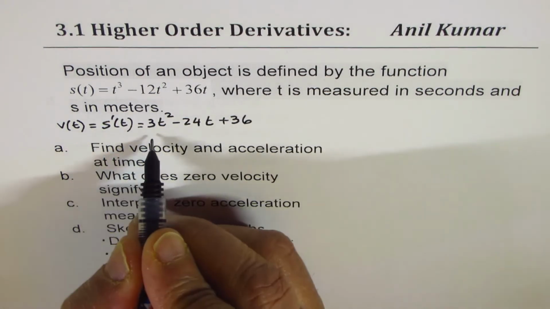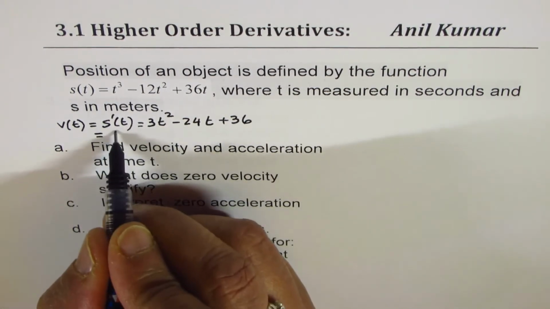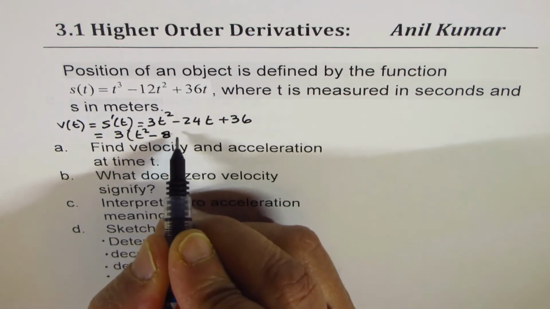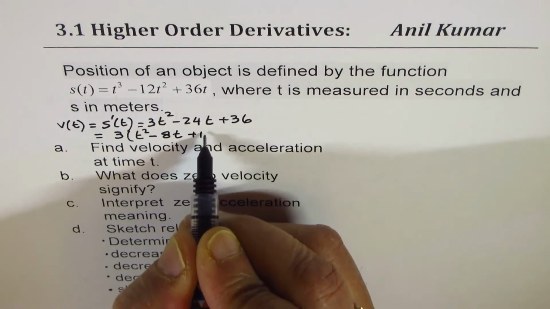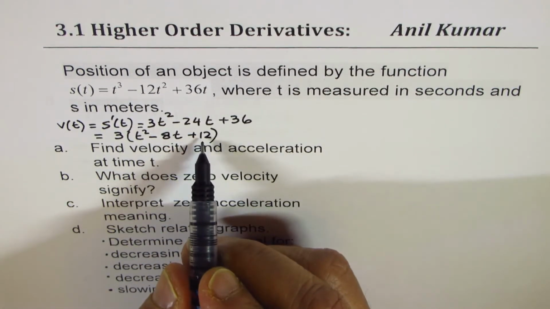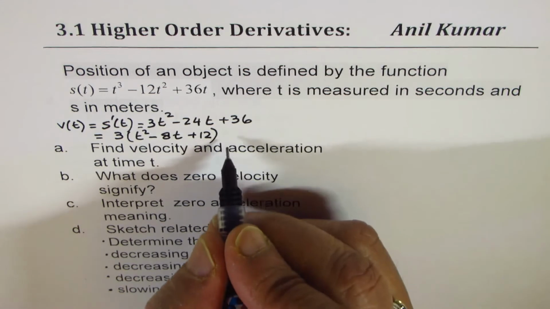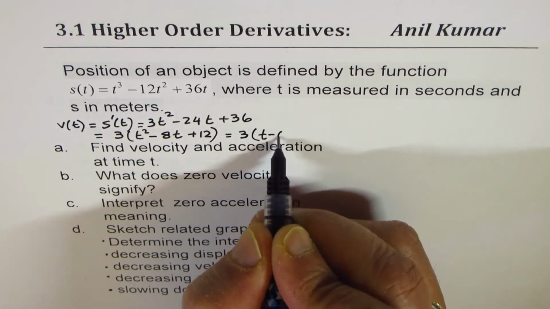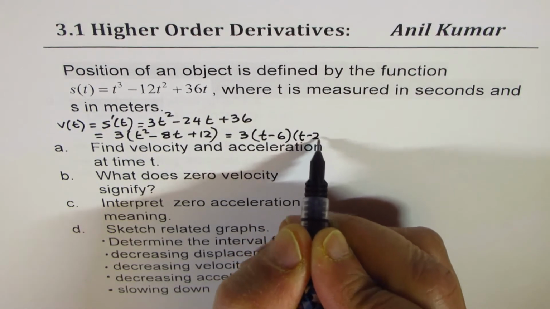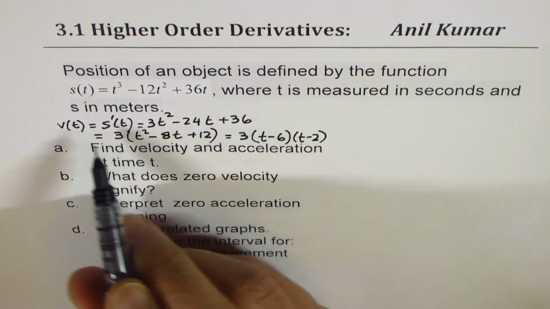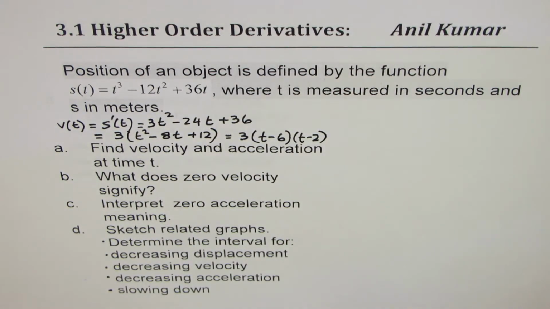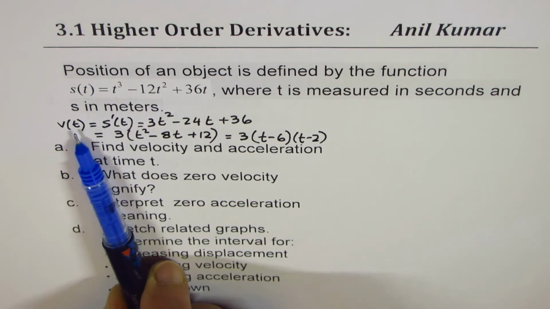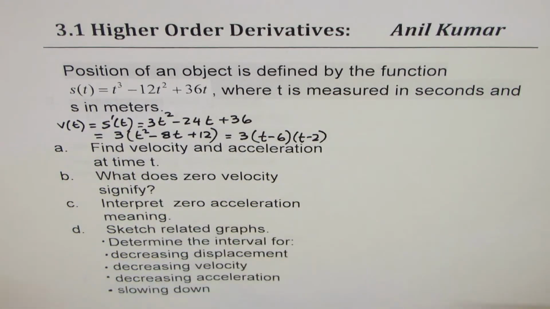Let me write it in factored form. It really helps. So if I factor out 3, I get t squared minus 8t plus 12. Now 12 is 6 times 2, and we can easily factor this one also, writing this as 3 times t minus 6 times t minus 2. The factored form can give us zeros. That's the whole idea. So that becomes the final expression for velocity as a function of time in factored form, and this is in standard form.